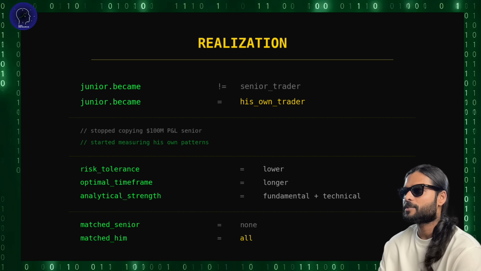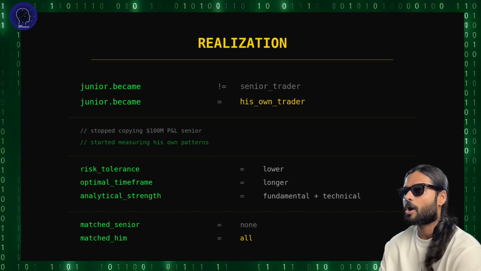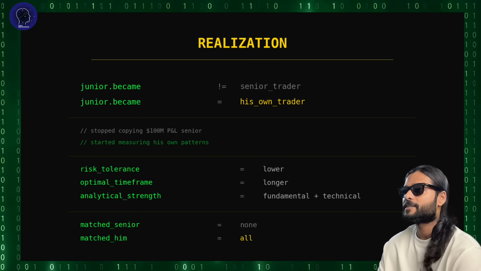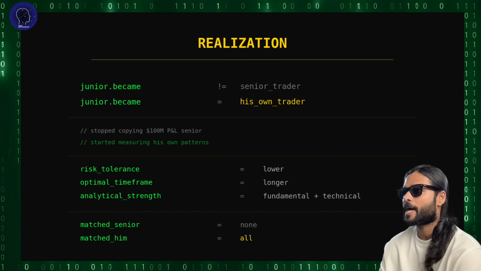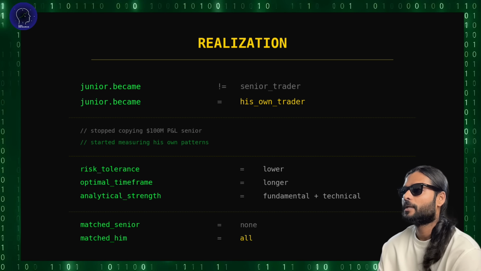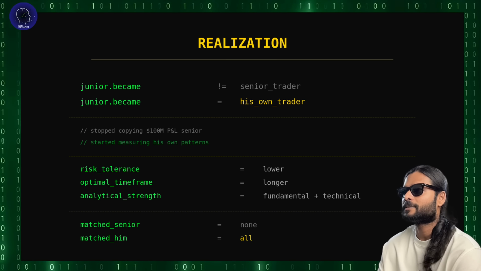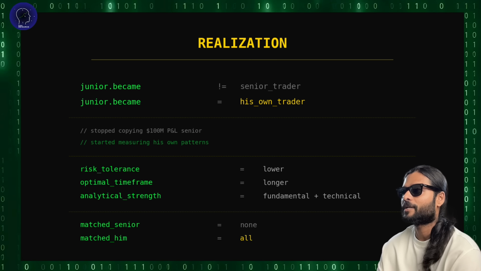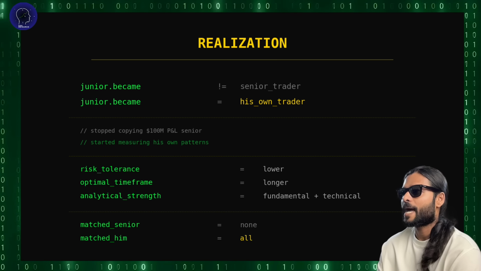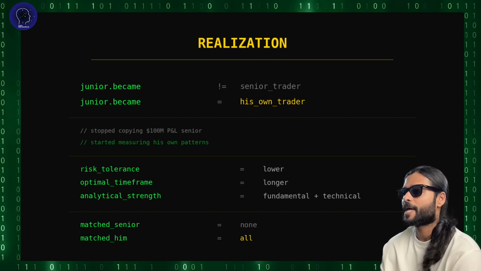He became something else, his own trader. He stopped copying the senior with $100 million P&L and started measuring his own patterns. He found his risk tolerance was lower. His optimal time frame was longer. His analytical strength was in combining fundamental context with technical triggers. None of that matched the senior's approach. All of it matched him.